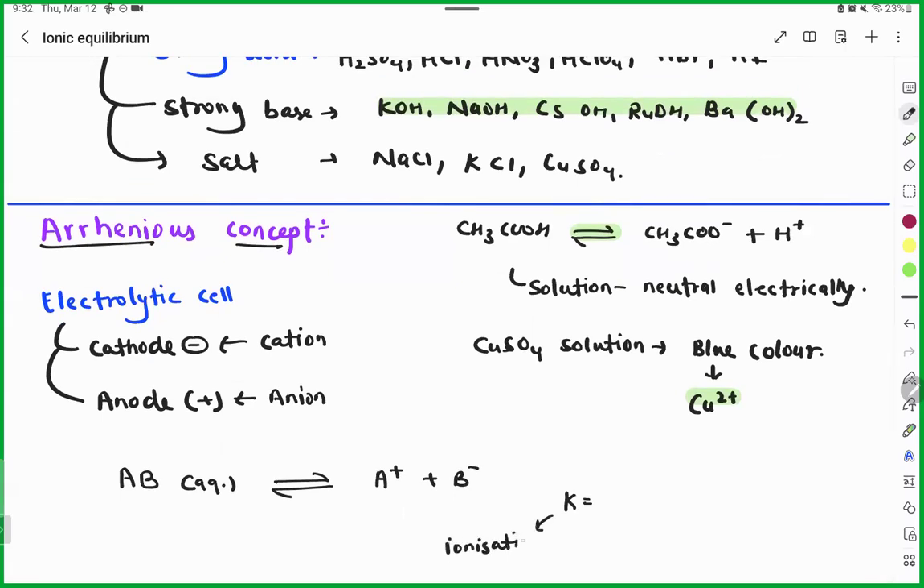Product divided by reactant. Product divided by reactant. So our products are A positive and B negative, and our reactant is AB. Correct? This is the equilibrium constant or ionization constant. Correct? Any doubt?